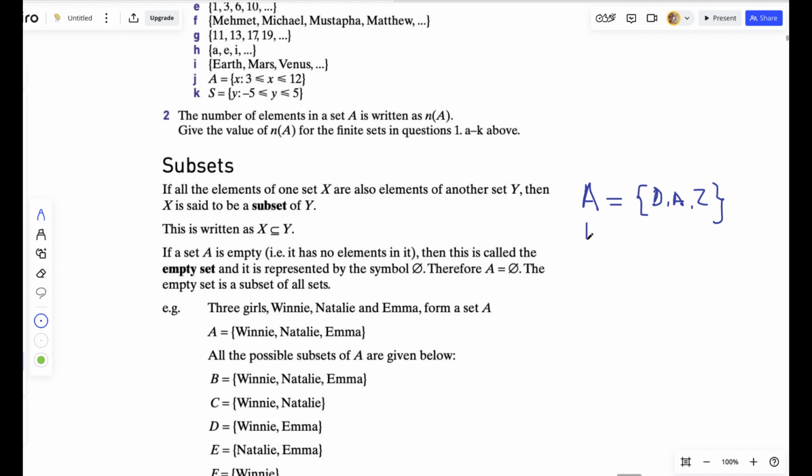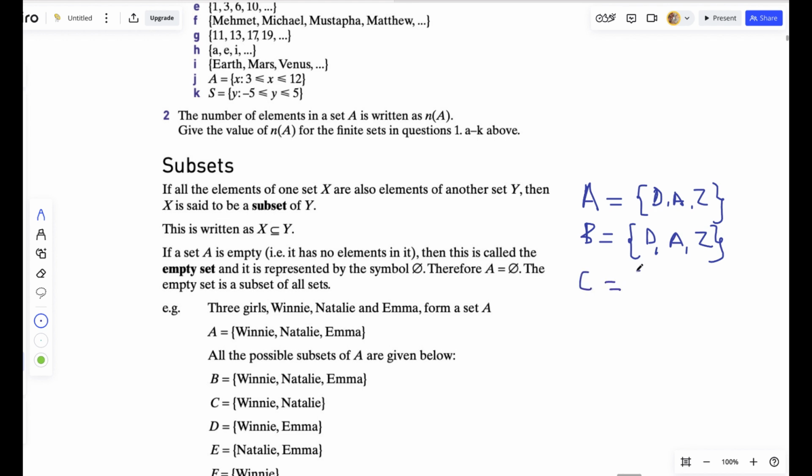Now, let's get a set B from set A. If I write the whole set, it is a subset of itself. Let's start with the whole set. So if you write DAZ, it's a subset of itself. So whole set is a subset of the main set, number 1. Now, number 2, this is when you have exclusively used the 3 letters.